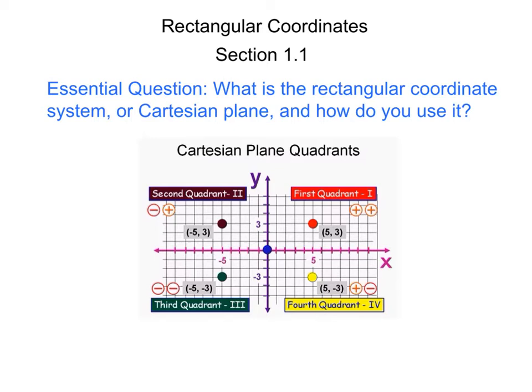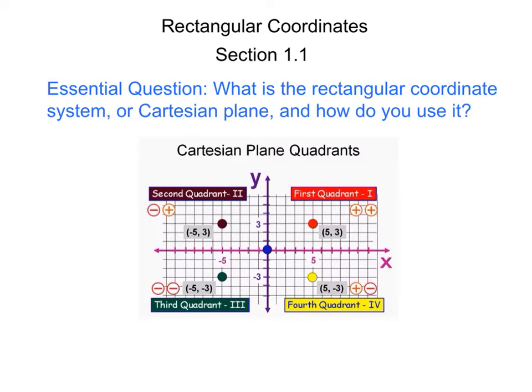Now, also notice that in quadrant 1, we've got the two plus signs. That means both x and y are positive. Now, if you look in quadrant 2, you'll notice a minus sign followed by a plus sign. That means the x values in quadrant 2 are negative and the y values are positive.